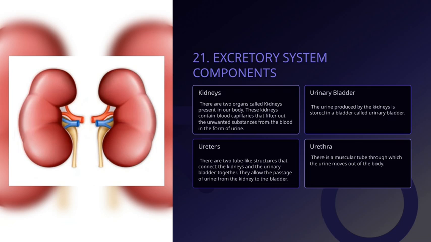And finally, we have the urethra. This is a muscular tube through which the urine exits the body. When the time comes to urinate, the muscles in the urethra relax to allow the urine to flow out smoothly. Understanding these components helps us appreciate how our body efficiently manages waste and keeps us healthy.